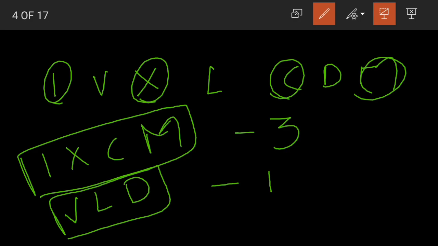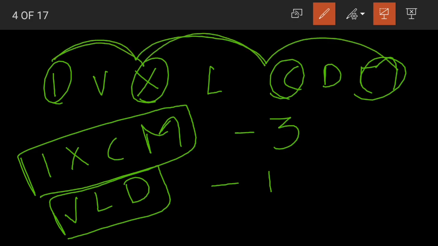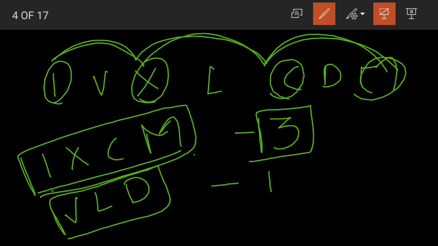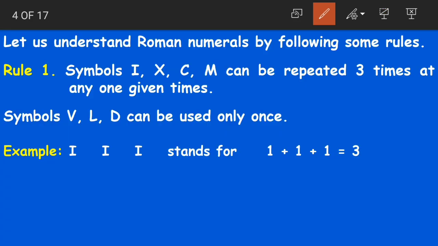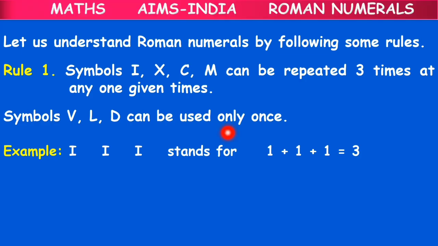Understood children? You can remember these symbols like this. Take the alternating. It is like skip counting, right? Take the alternate symbols. These I, X, C, M can be repeated 3 times in a given number and V, L, D can be used only once. See, this is our rule number 1.